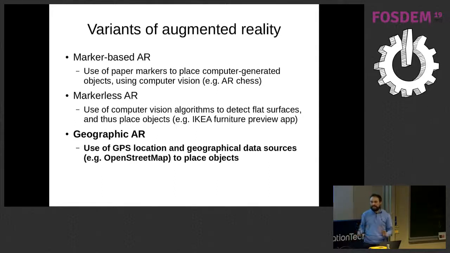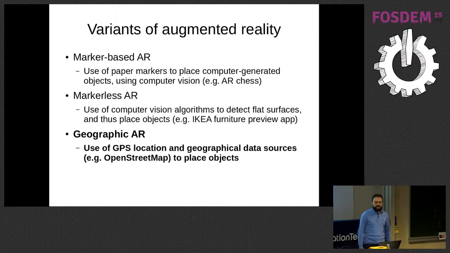We also have markerless AR, which is again all about using computer vision algorithms to detect things like planes on the ground, like obviously a floor or a piece of grass or something like that. And that's been put to use through various AR apps, such as IKEA have done one, basically where you can model a piece of furniture being placed in your living room and see what it looks like. But we're going to focus on geographic AR, and that's all about using your GPS location and the sensors on your device, so the compass, the accelerometer, and so on, to develop an AR app.